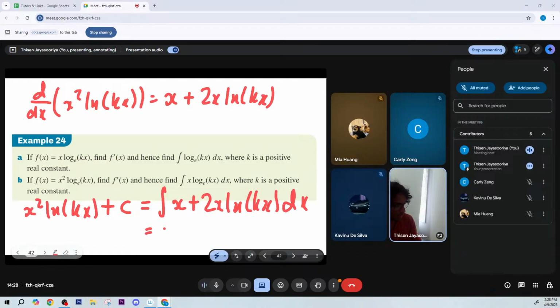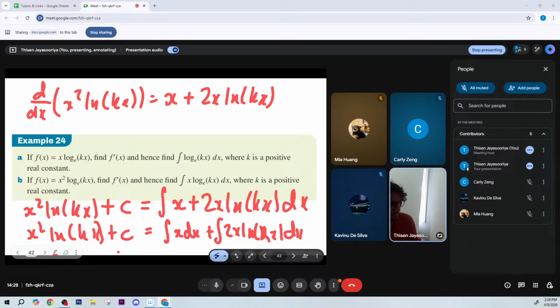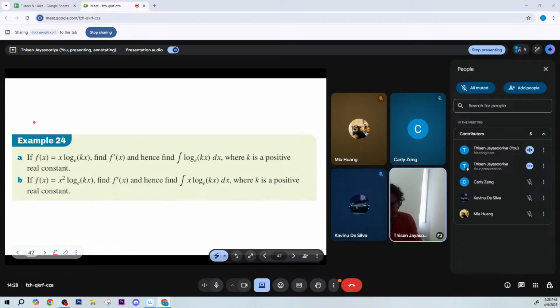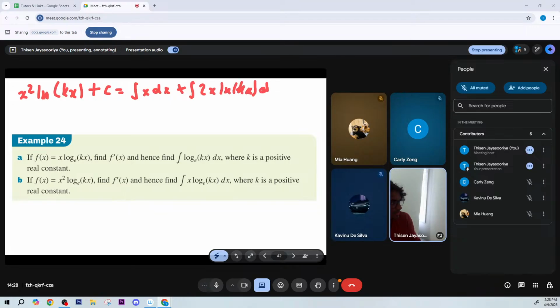So then I'm going to do the same thing. I'm going to distribute the integral here. So I get integral x dx plus the integral 2x ln of kx dx equals x squared ln of kx plus c. And let me just rewrite it up here. So I get x squared ln of kx plus c equals the integral of x dx plus integral 2x ln of kx dx. Yeah? So, Mia, does any of this look like the integral that we want?